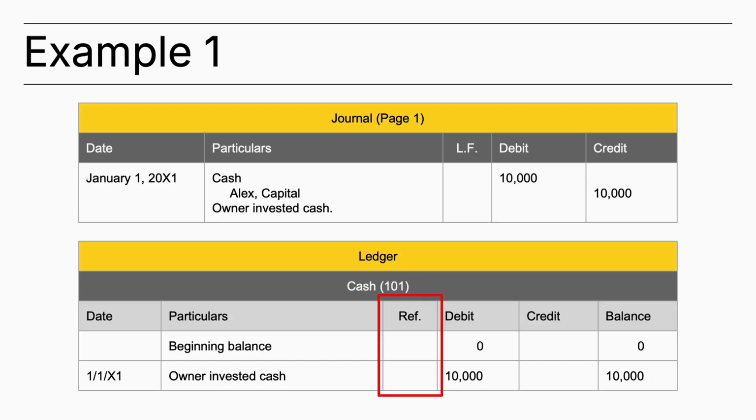Now, once the entry has been posted to the ledger, we also use a reference column on the ledger side. In this column, we write something like J1. This means the entry came from Journal 1, showing where the transaction originally appeared in the journal. So in simple terms, LF in the journal tells us where the entry went in the ledger, like 101 or 301, and J1 in the ledger tells us where it came from in the journal. Now that we understand how LF and reference columns work, let's try another example and apply the same posting process step by step.